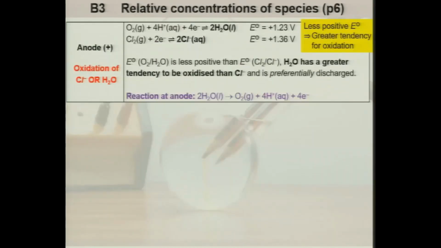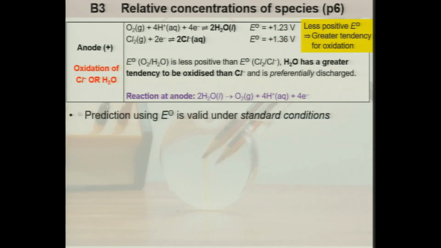The next factor I'm going to talk about is concentrations. Because everything I did above, I'm using E0 values, but E0 value is only valid under standard conditions. Let me remind you what standard conditions are: 298 Kelvin, 1 bar, 1 mole per dm cube. These three tell you standard conditions, right?